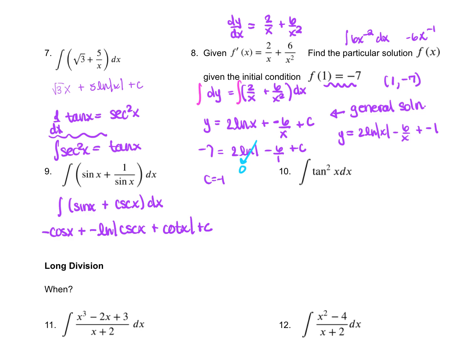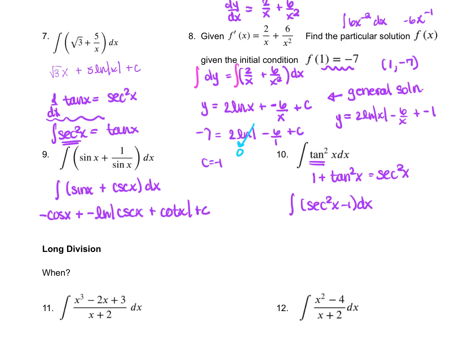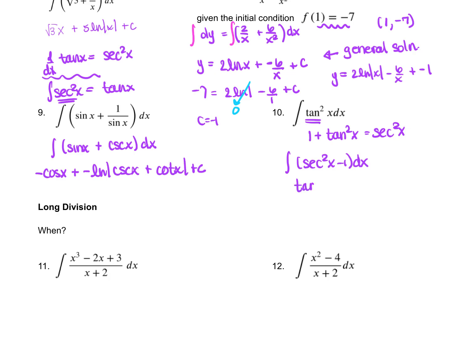And I can come up with a relationship between tangent squared and secant squared. That's a Pythagorean identity. We know 1 plus tangent squared x is equal to secant squared x. So tangent squared would be the same thing as secant squared x minus 1. And we know the integral of secant squared is tangent. The integral of 1 is x, plus c.